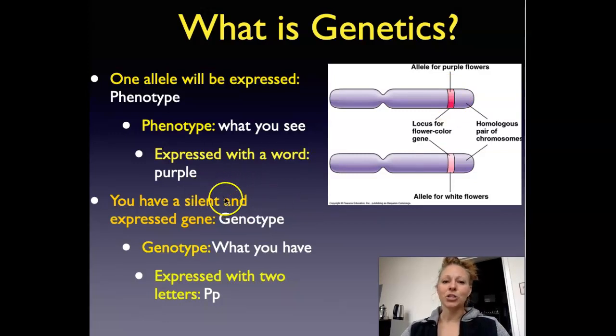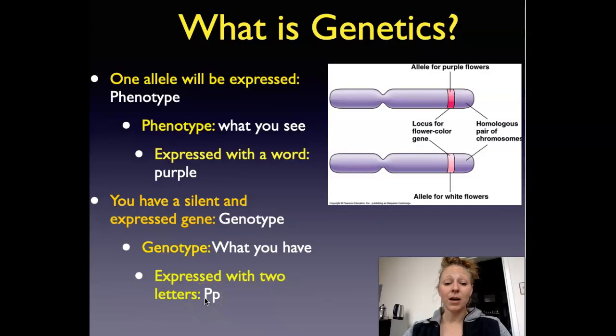You have a silent gene and an expressed gene. So you have two genes, or we said two alleles. We have the white flower version and the purple flower version. And we call that the genotype. It's what's in your genes. And we express this with two letters. Here, big P represents the dominant purple flower, and little p represents the recessive white flower. So we express this with two letters, big P, little p.